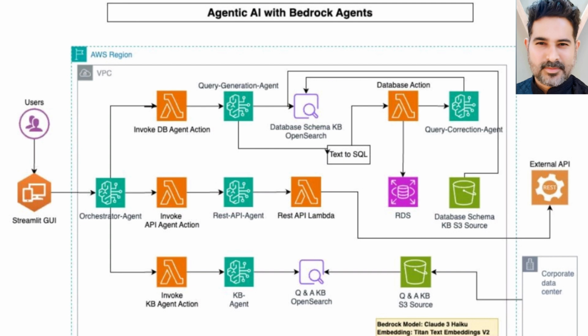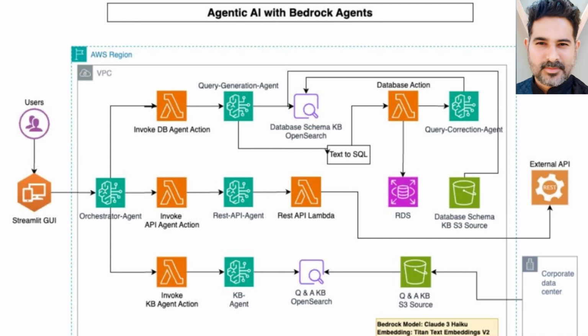Lastly, the KB agent action. This uses the KB agent and the Q&A knowledge base in OpenSearch to find information within our own knowledge base. This knowledge base is sourced from S3, allowing us to store and retrieve large amounts of data. This is particularly useful for Q&A tasks.